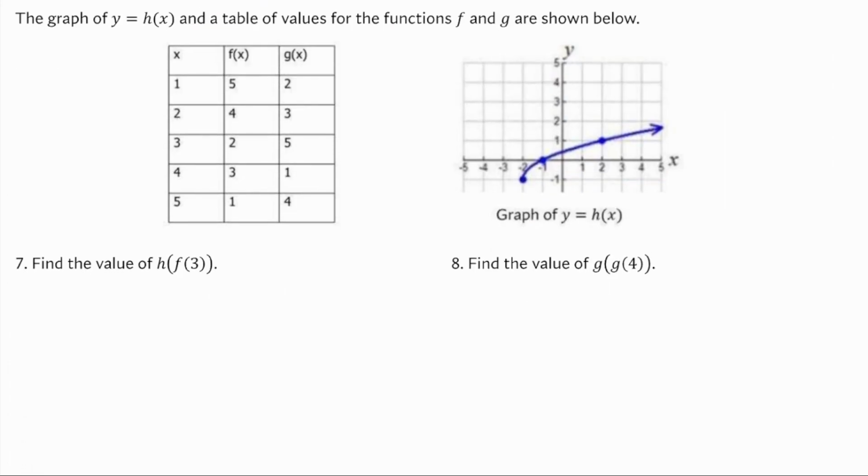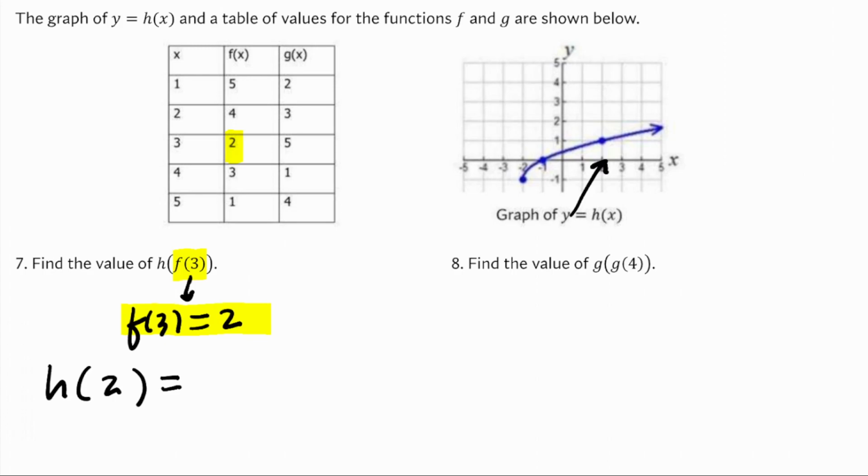Alright, so now we've got a table for f and g and a graph for h. If we want to find h of f of 3, first we need to start on the inside and find the value of f of 3. f of 3 is going to be equal to, I find x equals 3 on the table, I go over to f, and I'm getting 2. So h of f of 3 is going to be h of 2. I go over to the graph, I go up 1 when I'm at x equals 2, so h of 2 equals 1.